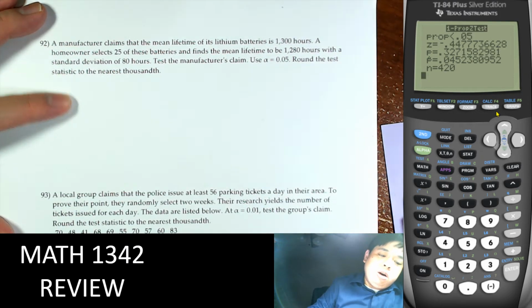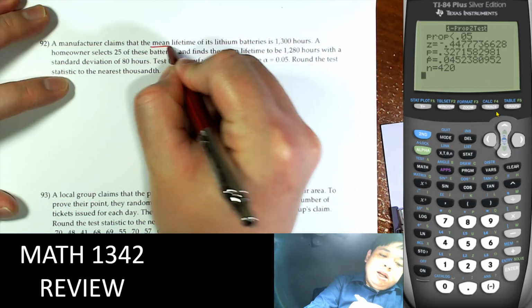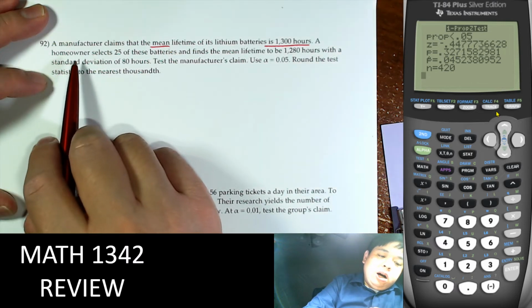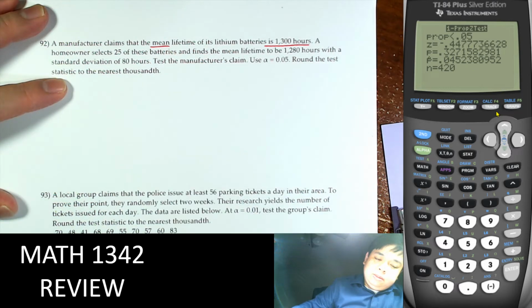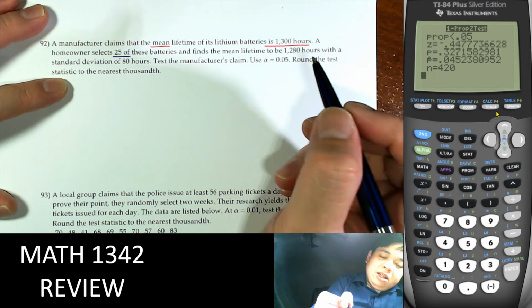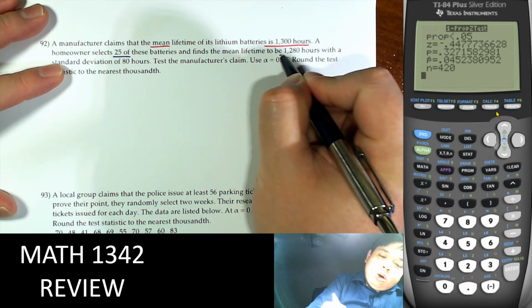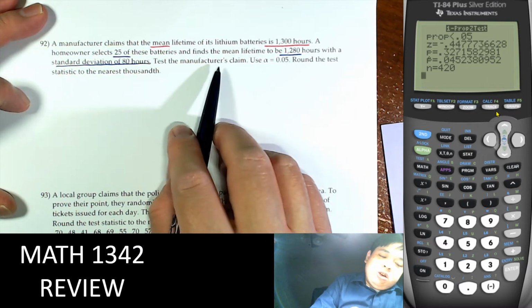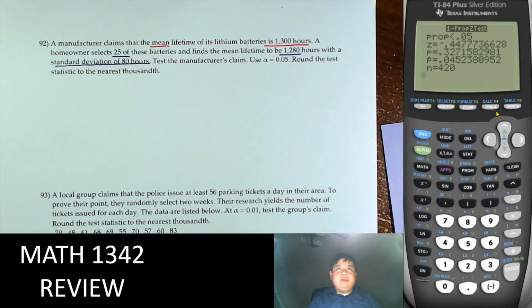Now let's look at the problem. A manufacturer claims that the mean lifetime is 1300 hours. A homeowner selects 25 of those. By the way, that is n, and the sample mean lifetime is 1280 and the standard deviation is 80. Test the manufacturer's claim. Round the answer to the nearest 1000. Now this is a little bit tricky.